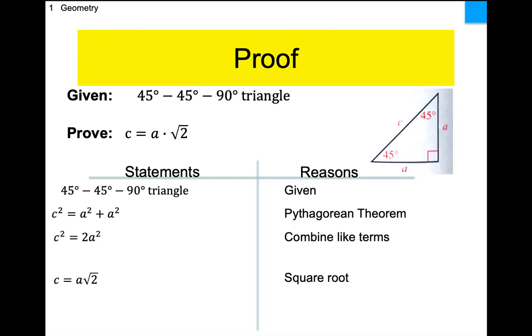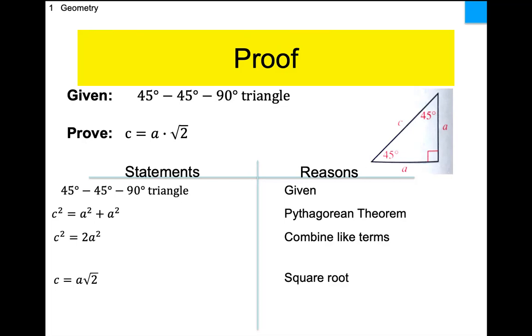So a equals c over root 2. Except we can't have a root 2 in the bottom, so we multiply both by root 2, which gives me a equals c root 2 over 2. Some books will have that. Our book chooses not to say that.